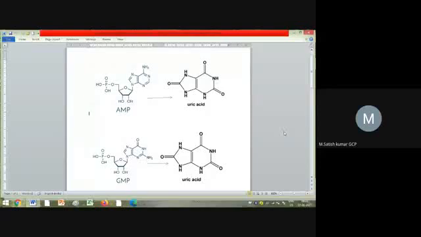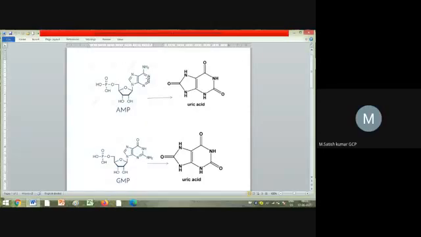Today's topic is degradation of purine nucleotides. These are the purine nucleotides we have, that is AMP and GMP. AMP is adenosine monophosphate, GMP is guanosine monophosphate. When these purine nucleotides get degraded, they finally form uric acid. Uric acid is the final product, and the starting material will be purine nucleotides such as AMP, adenosine monophosphate, and GMP, guanosine monophosphate.